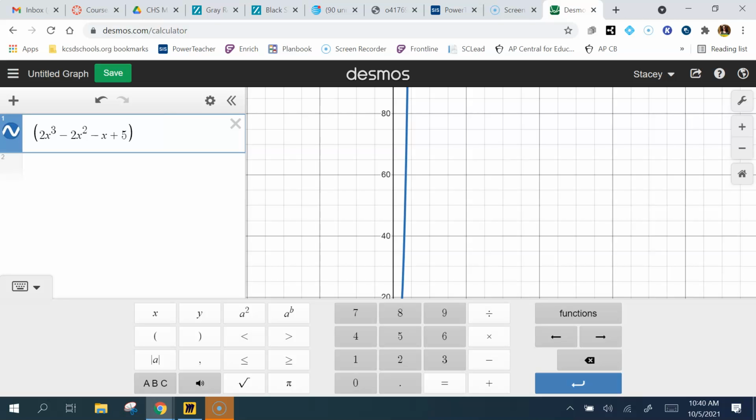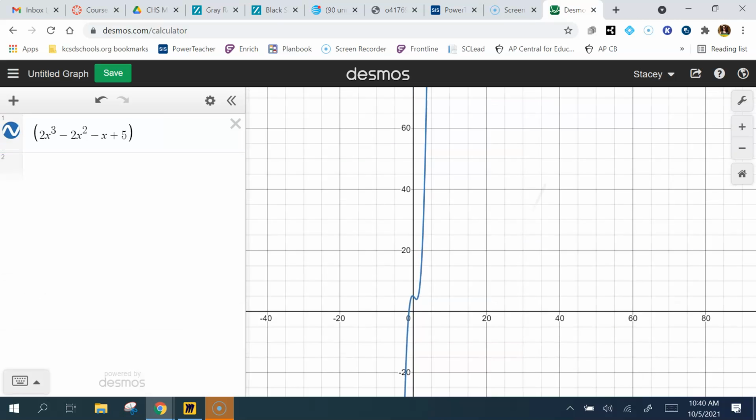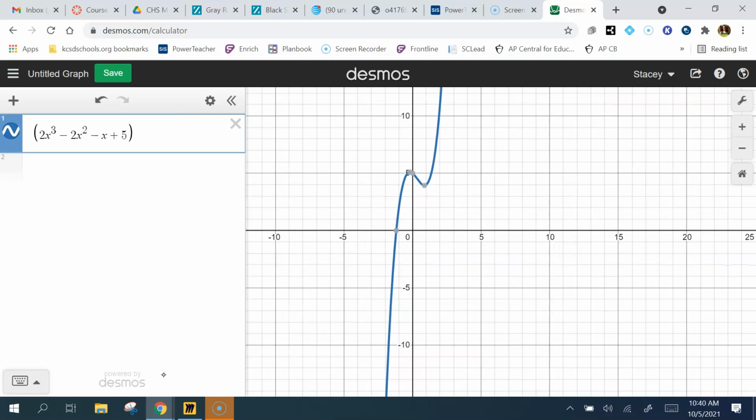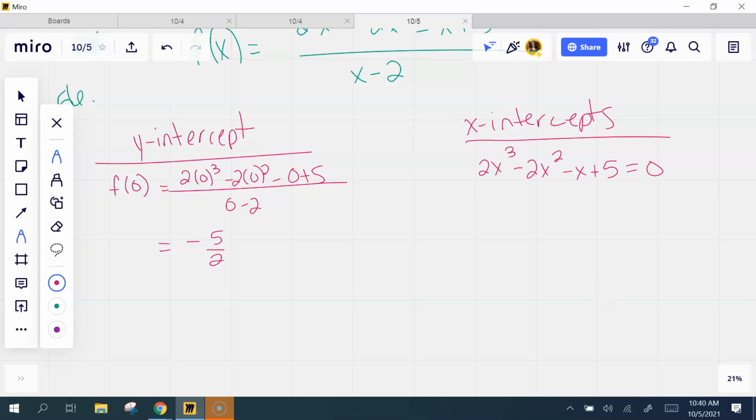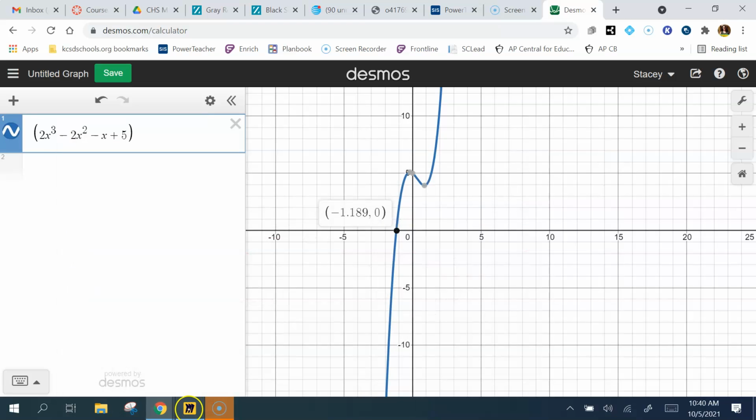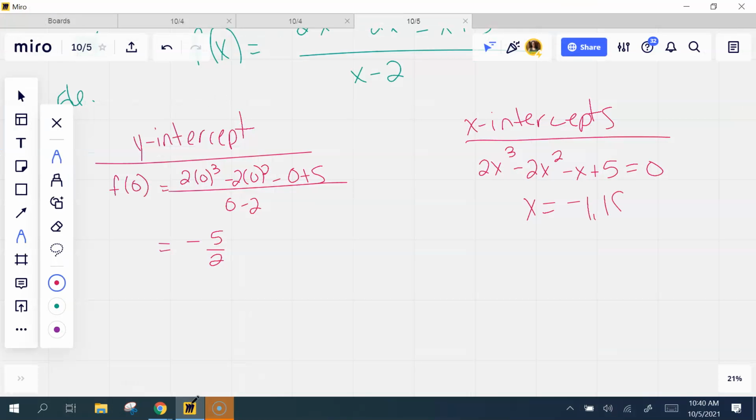Oh, just the top, just the top. Still gonna get the same thing, but just the top. Oh, look, I only have what? 1. And it's not a nice whole number, so I probably would not want to PRZ this one. If I gave you one that was not factorable that way, you would definitely use your calculator to find the 0. So there's just one, so you would just say this happens when x equals negative 1.18.